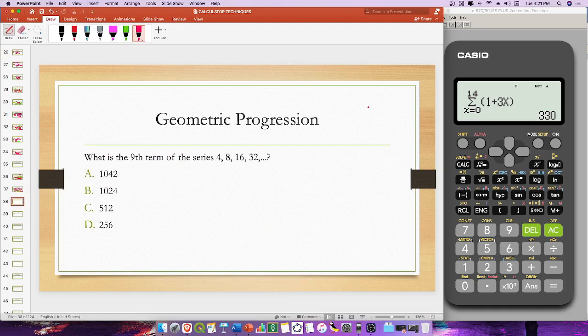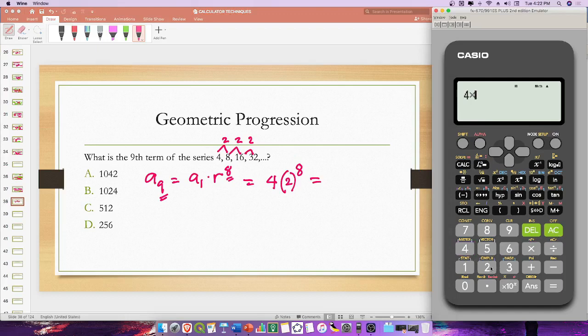Let's try this one. What is the ninth term of the progression 4, 8, 16, and 32? The ninth term is really simple. You can just say a9 equals a1 multiplied by r raised to 8. Take note, the exponent of r is always 1 less than the subscript of a. a1 is given, which is 4, and the common ratio is 8 over 4, so the common ratio is 2. So that is 2 to the power of 8. That's how you solve for the ninth term. So you can say 4 multiplied by 2 to the power of 8. That is your ninth term.